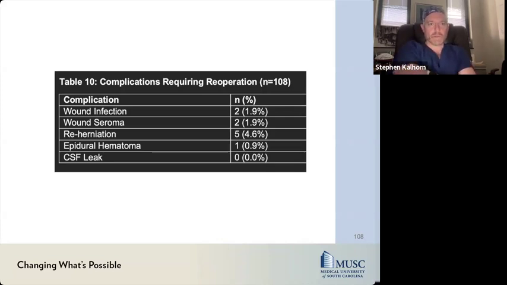These are the complications. So wound infection in 2, seroma in 2, reherniation in 5, epidural hematoma in 1, and then somehow, like we talked about, no CSF leaks through the wound or anything like that post-op, even with the transdural ones.